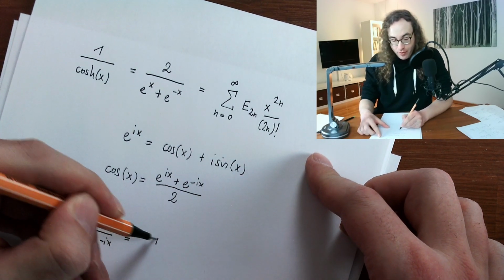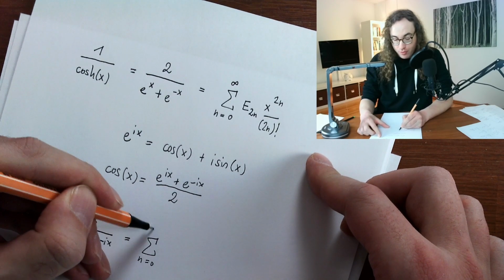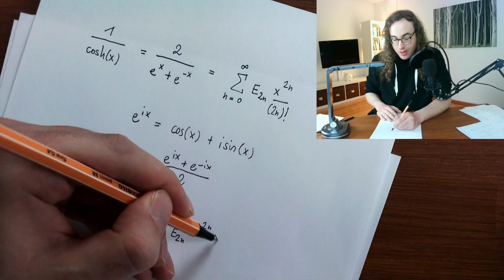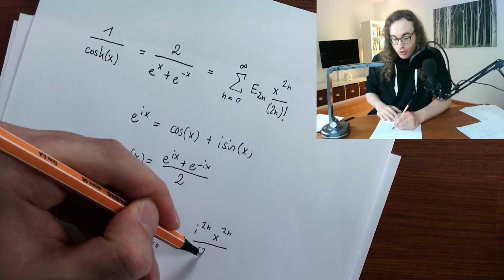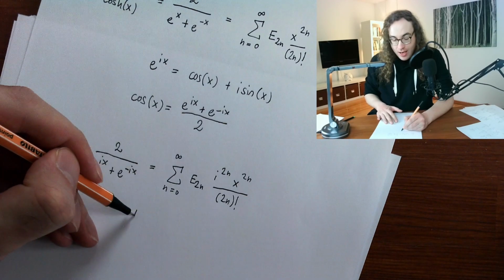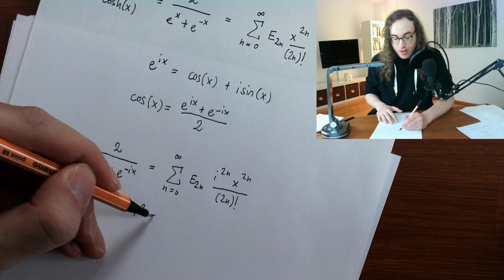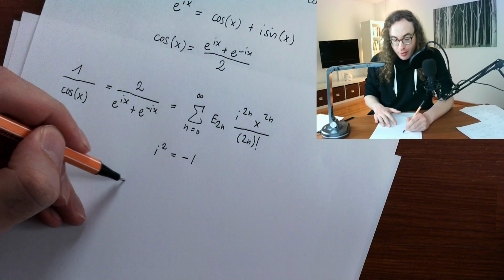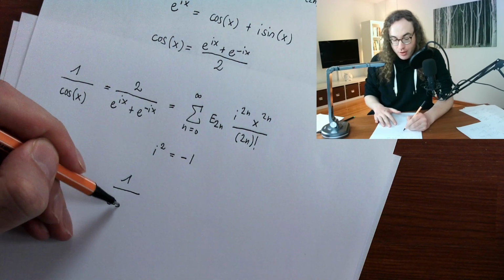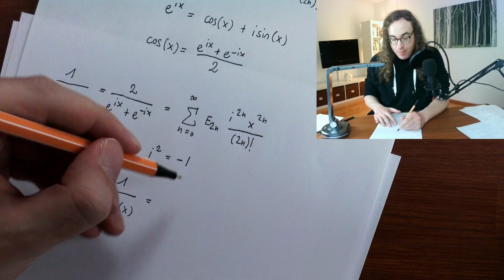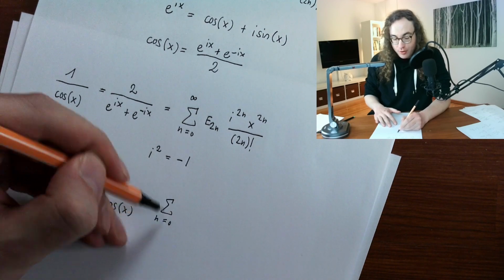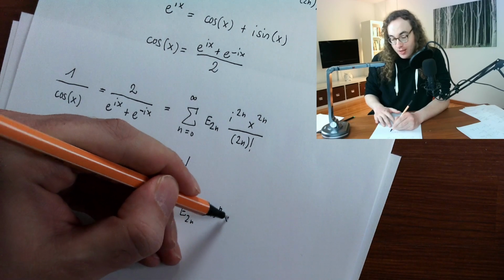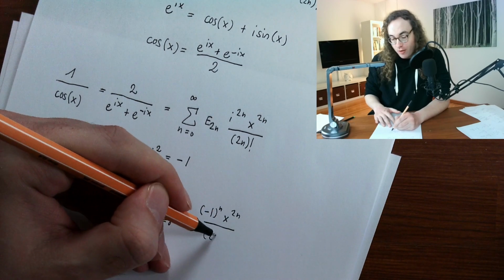So I get the sum from 0 to infinity of E_n times i to the 2n times x to the 2n divided by 2n factorial. But i is the square root of minus 1, so i squared is minus 1. So I obtain the following very nice formula: 1 divided by the cosine of x is the same as the sum from 0 to infinity of E_n times minus 1 to the n times x to the 2n divided by 2n factorial.